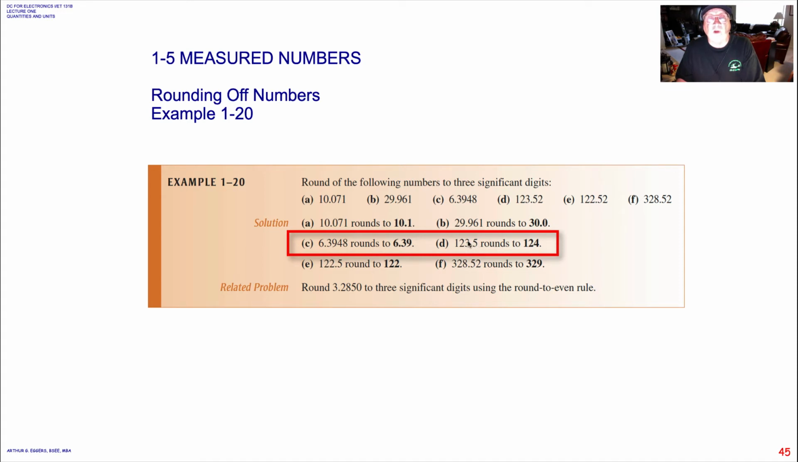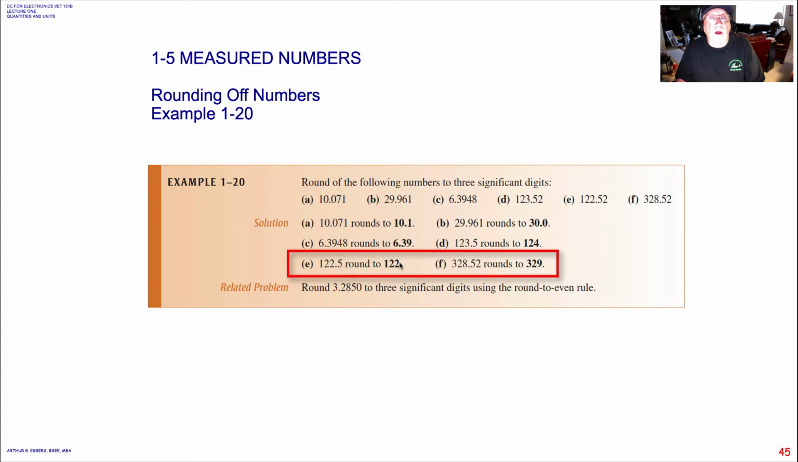123.5, the 5 rounds the 3 to 4. 122.5 will round to 122 because a 5 with nothing after it rounds to even. 328.52 rounds to 3.29. The 2 doesn't affect the 5, but the 5 will round the 8 to a 9.